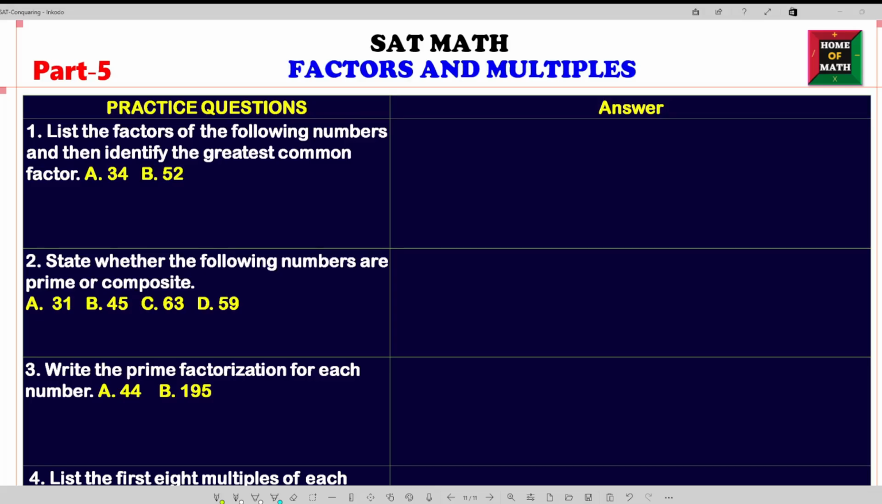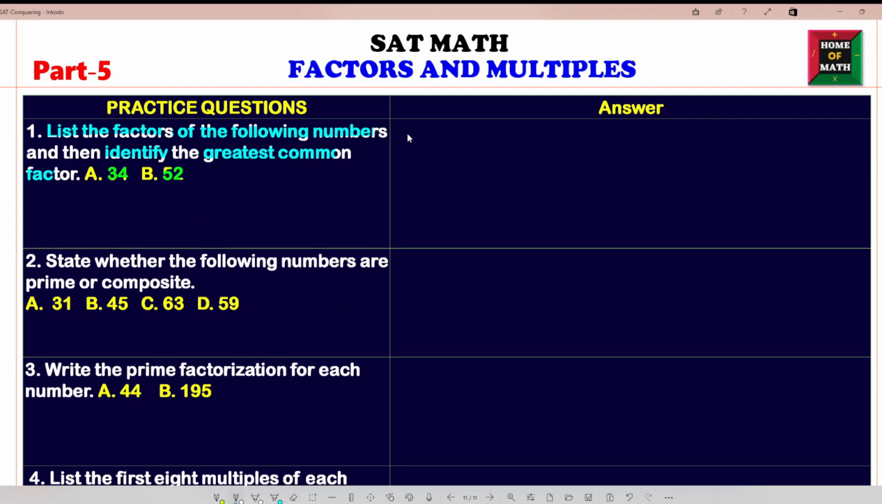Practice question part 5. Our topics: factors and multiples. Let's start. First question. List the factors of the following numbers and then identify the greatest common factor. The numbers are 34 and 52.